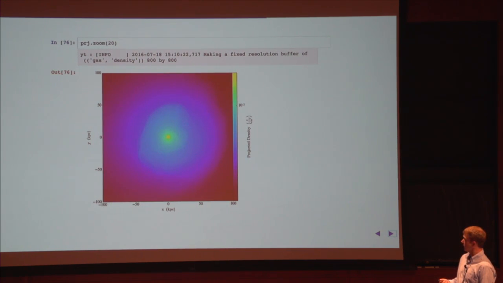On either slice or projection plots, I can call a zoom method. So I'm zooming here by a factor of 20 to bring us back close into the spiral. I can zoom in by another factor of 3. We're getting down into the core. Now you can see the resolution here. The resolution in this simulation is a kiloparsec, I think.